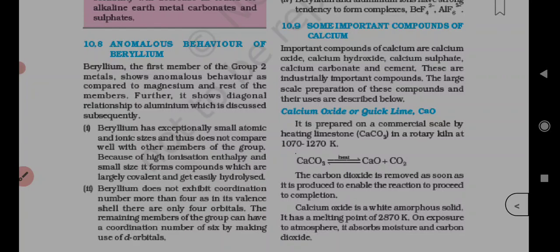So important compounds of calcium are calcium oxide, calcium hydroxide, calcium sulfate, calcium carbonate, and cement. These are industrially important compounds. The large scale preparation of these compounds and their uses are described below. So let's see. Calcium oxide or quicklime, CaO. It is prepared on a commercial scale by heating limestone. Limestone is calcium carbonate, in a rotatory kiln at 1070 to 1270 Kelvin.